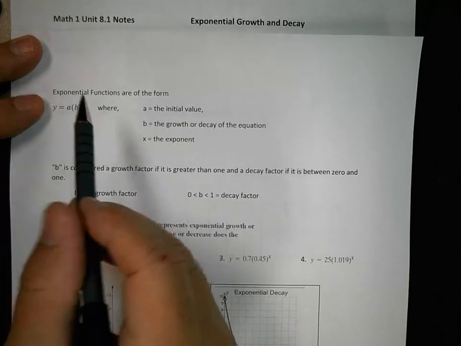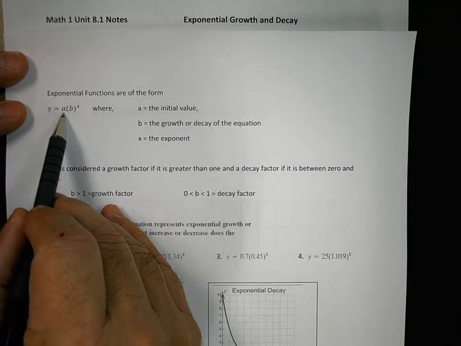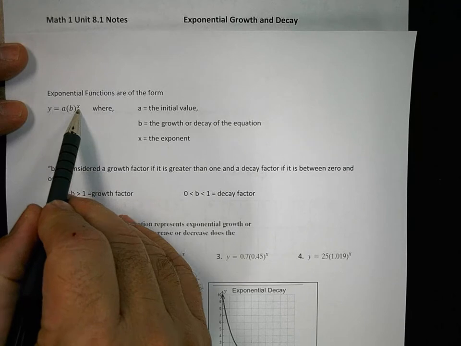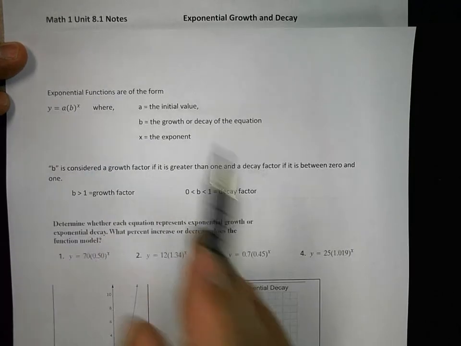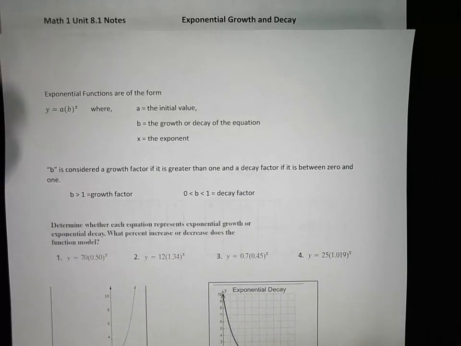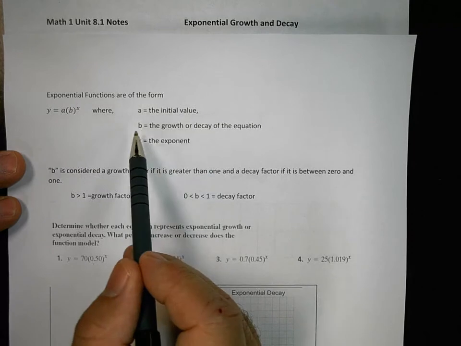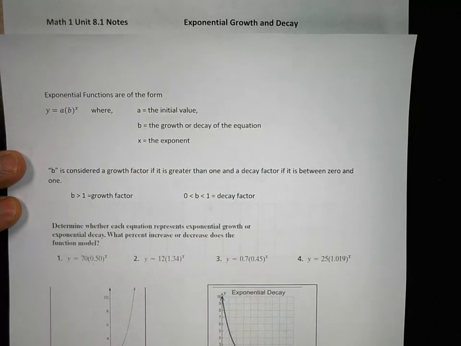Okay, so an exponential function is of the form y equals a, which is the initial value, times b, which is either your growth or decay factor, to the x, which is the exponent, which is usually how many times we're going to end up multiplying this. We'll talk more about that later. So a is the initial value, your starting value. b is the growth or decay factor of the equation, and x is the exponent.